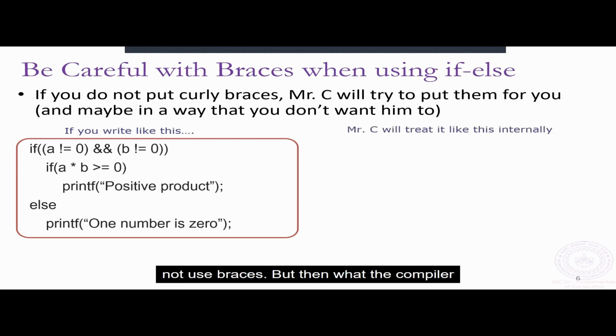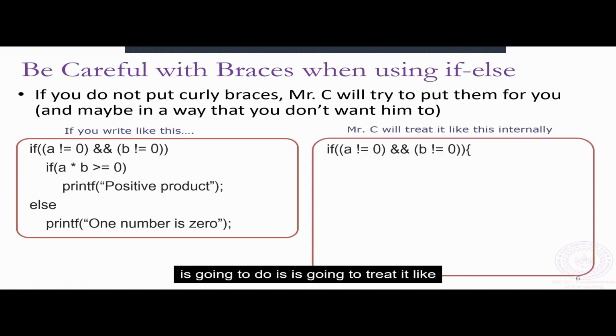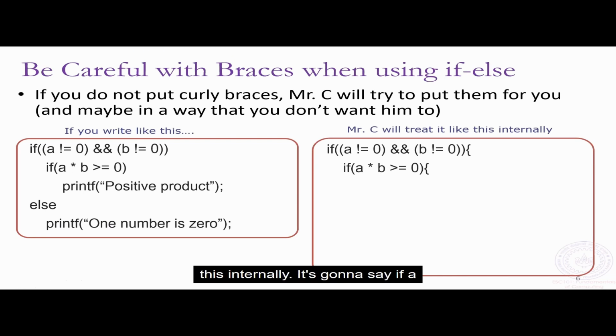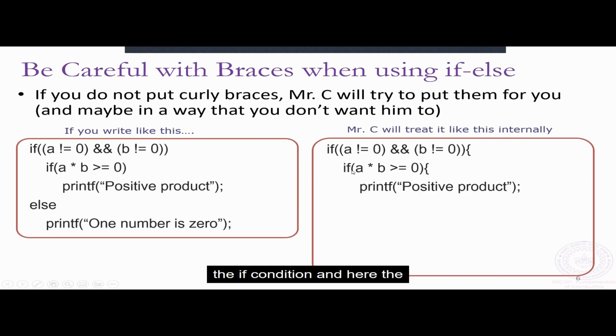But then what the compiler is going to do is it's going to treat it like this internally. It's going to say if A is not equal to 0 and B not equal to 0, go into the control block here, the if condition, and here the else that we put down below, which we thought we were matching with this top if, is matched with the bottom if.